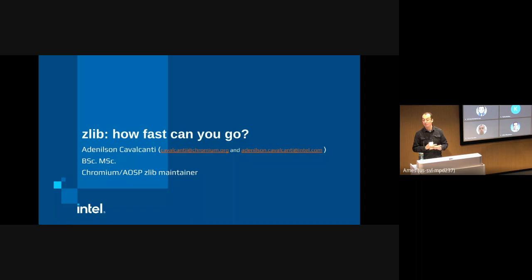My name is Edenilson Cavalcante. I'm based in the San Francisco Bay Area, and I work for the DCAI Data Center and AI Group within Intel. And today we're going to be talking about zlib. How fast can you go?